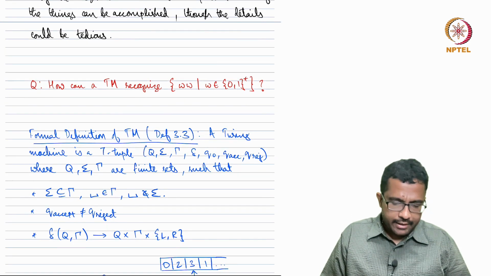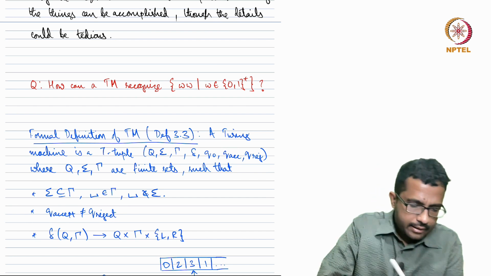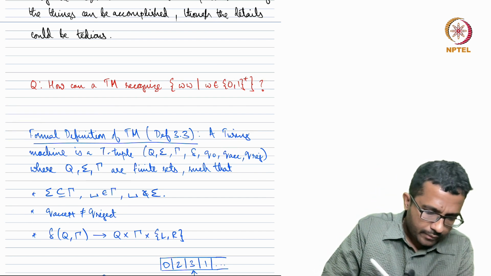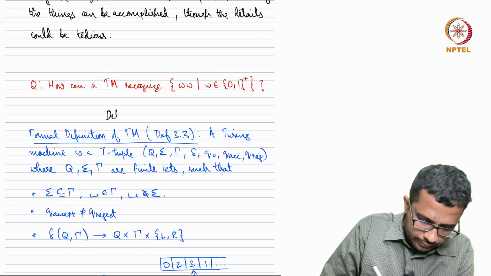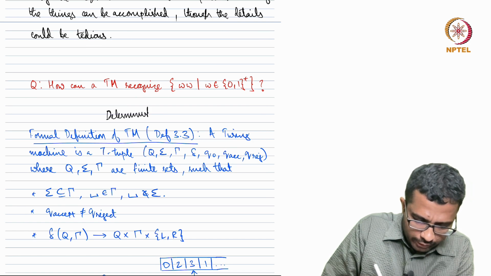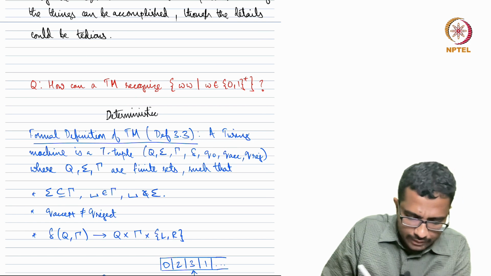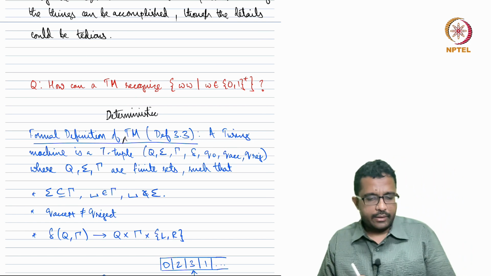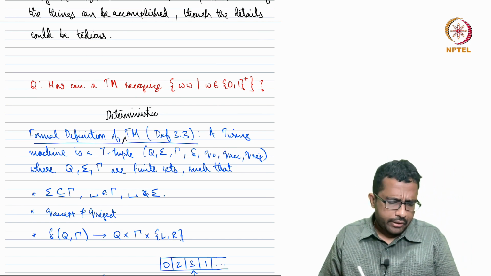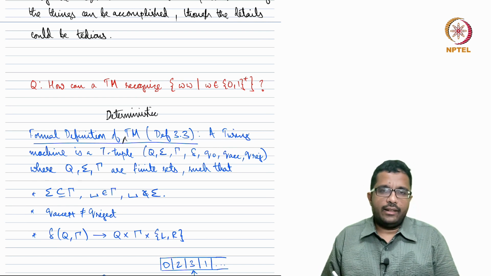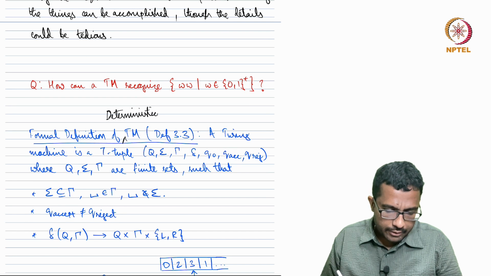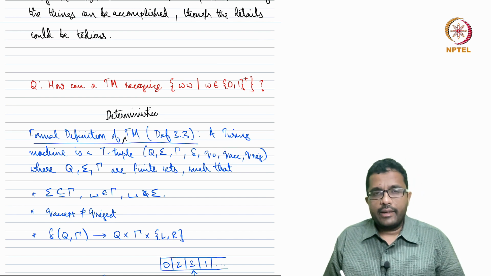So, the formal definition of the Turing machine. This is in fact a deterministic Turing machine. There are many variants of the Turing machine that we will see. And again, I am not writing the definition in full detail, just the main parts that I want you to focus on. So a Turing machine is a 7-tuple.